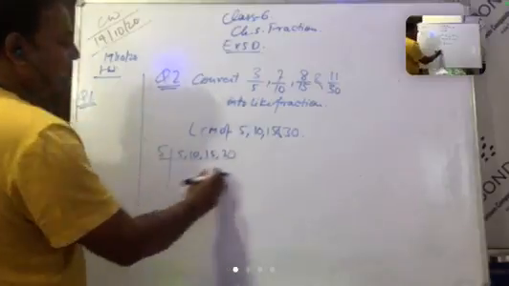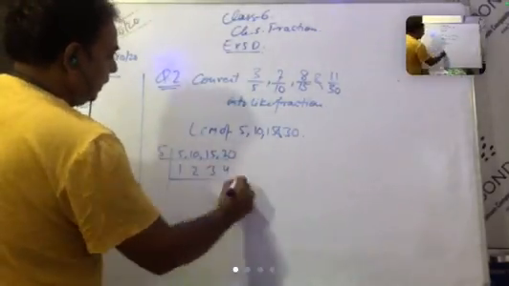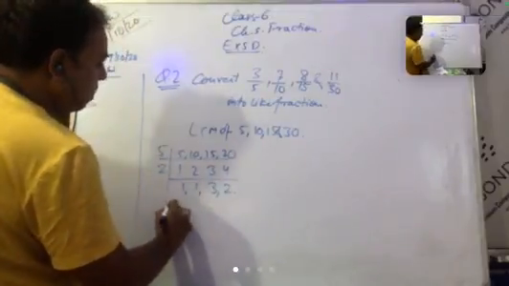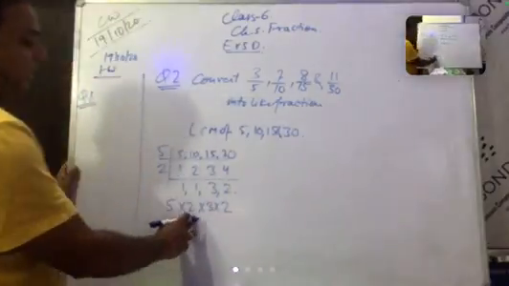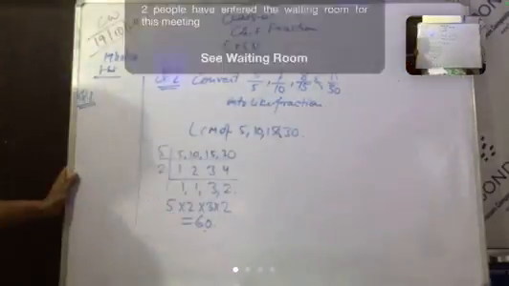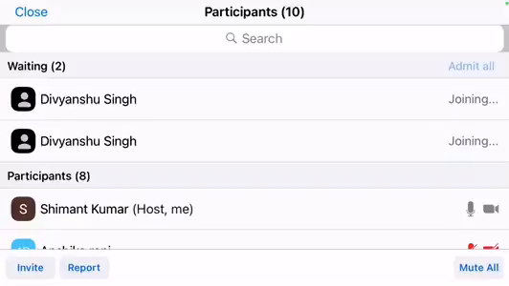All these numbers are divisible by 5. So 1, 2, 3, 6. Again by 2, it's 1, 1, 3 and 3. So 5 times 2 times 3 times 2. 5 twos are 10, 10 threes are 30, 30 twos are 60. So the LCM is 60.